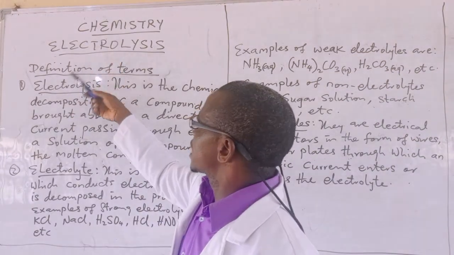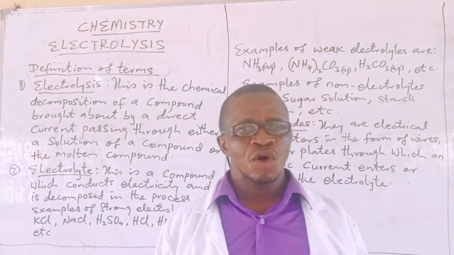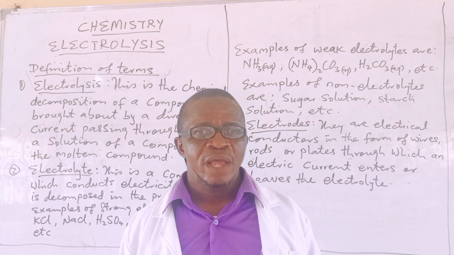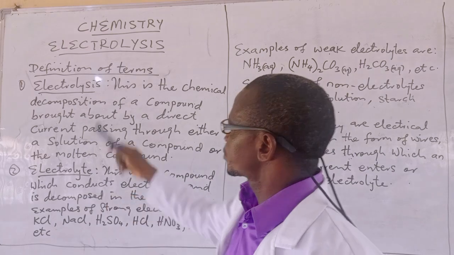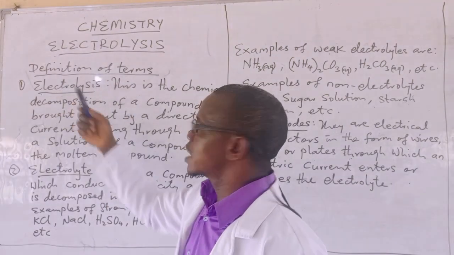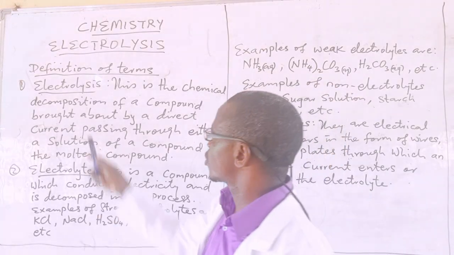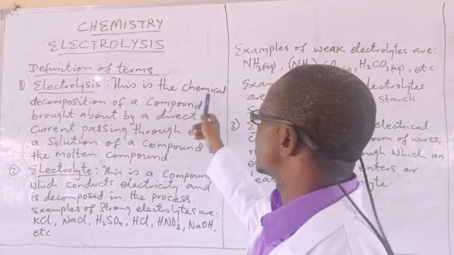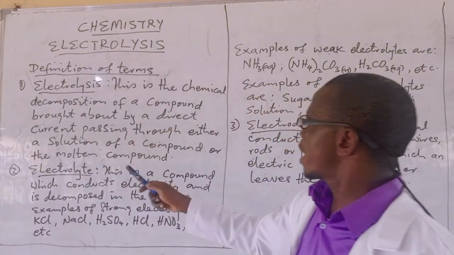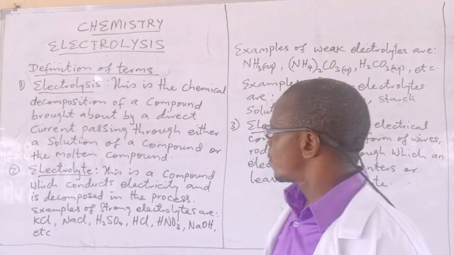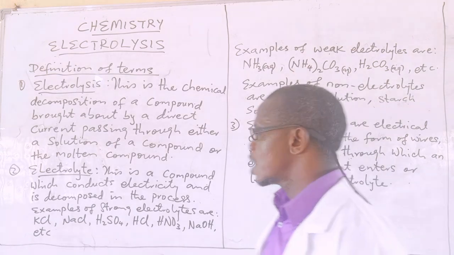I will first of all start by defining those terms that I will be using in the course of our studies. Now, definition of terms under electrolysis. The first thing I will define is electrolysis itself. Electrolysis is the chemical decomposition of a compound brought about by a direct current passing through either a solution of a compound or the molten compound.